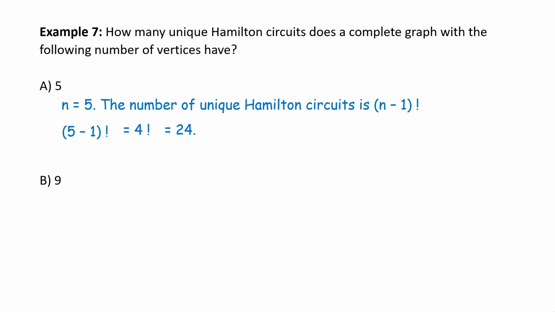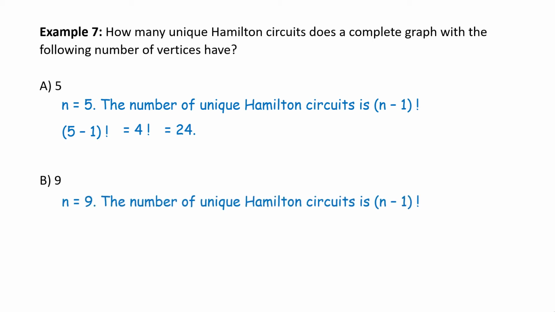Part B, how about 9 vertices? That means n equals 9, and the number of unique Hamilton circuits is n minus 1 factorial, so we need to compute 9 minus 1 factorial, which is 8 factorial. You can use your calculator to do the 8 times 7 times 6 times 5 times 4 times 3 times 2 times 1, or the factorial feature. Either way, the result is 40,320.